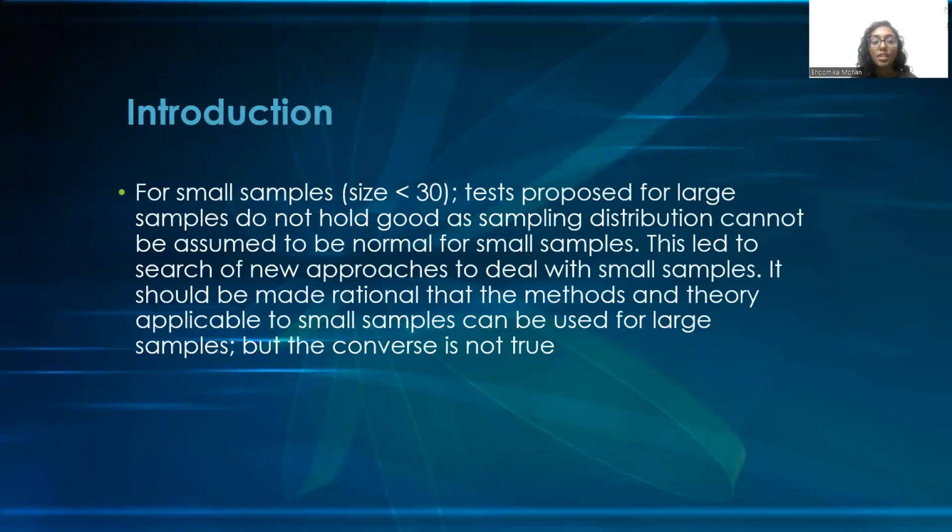Introduction. For small samples, that is size less than 30, tests proposed for large samples do not hold good, as sampling distribution cannot be assumed to be normal for small samples. This led to search of new approaches to deal with small samples. It should be made rational that the methods and theory applicable to small samples can be used for large samples if the converse is not true.